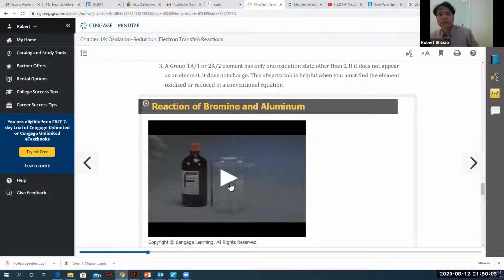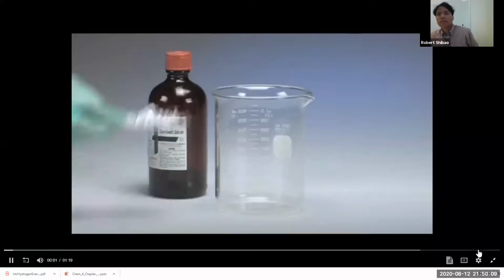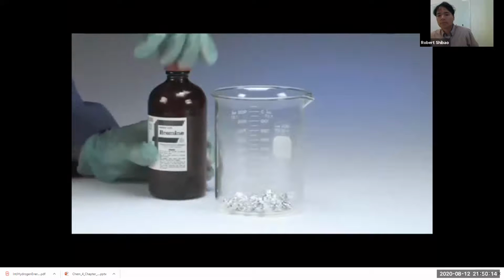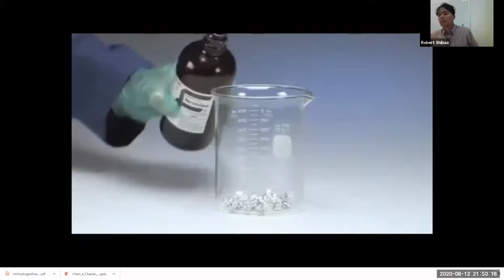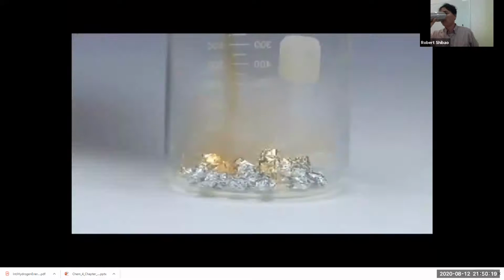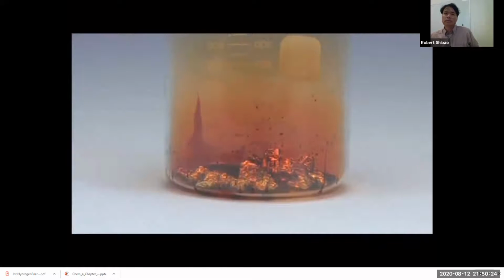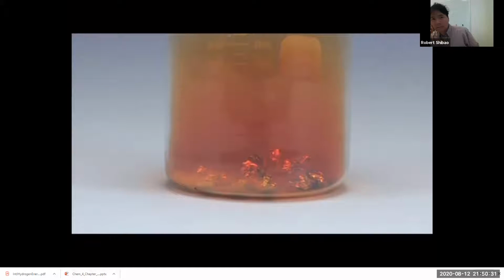Just take a look here. The reaction. Aluminum foil is added to a beaker. Liquid bromine is poured in. They react. Oh, sparks. There's some redox going on there.